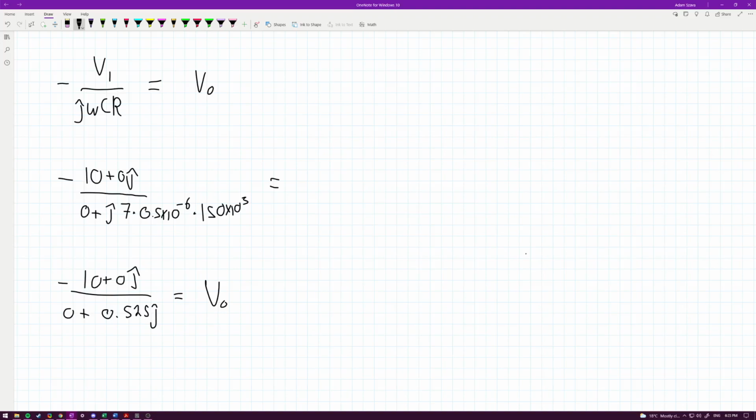Now I think my calculator will be able to do this without having an issue. Negative 10 over 0.525, and I get a positive number for some reason. But if I took away the negative there, I get a negative number. Interesting.